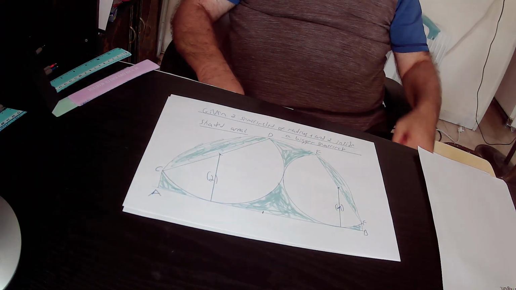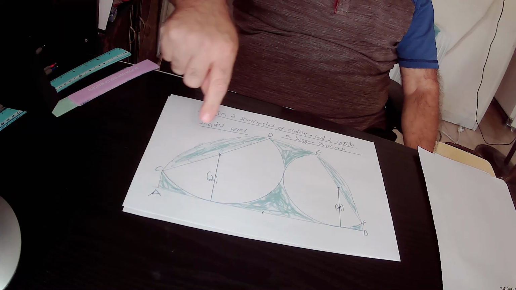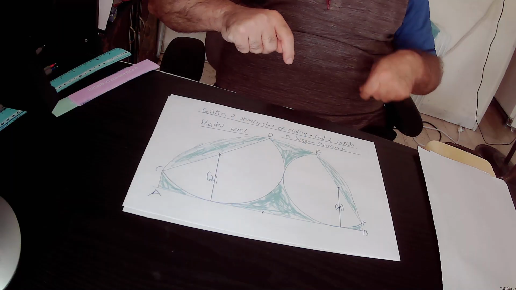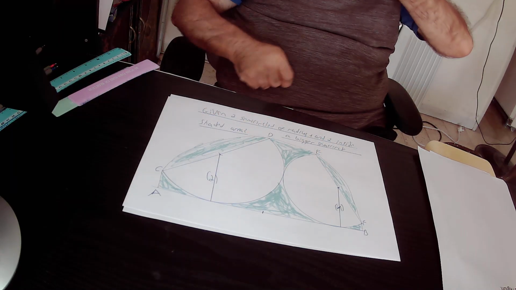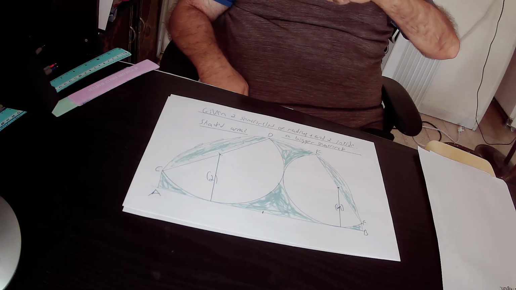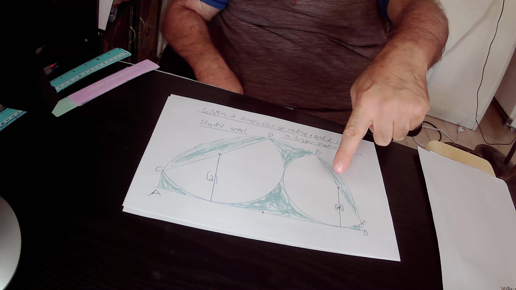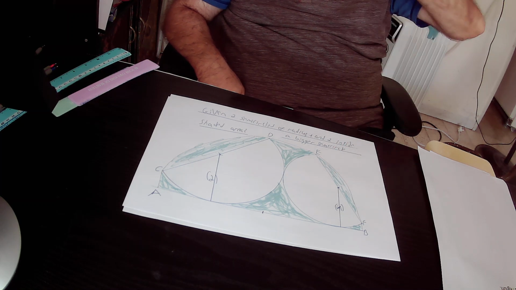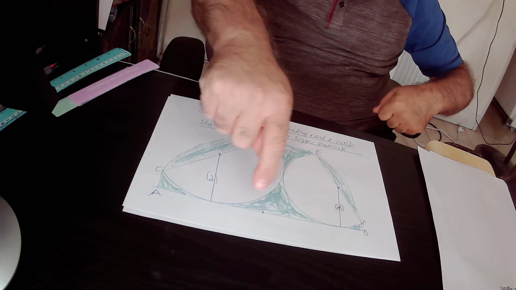In the drawing we have three semicircles. This is the biggest semicircle. It contains those two smaller semicircles. You know that the radius of this semicircle is equal to 2 units, the radius of this semicircle is equal to 1 unit. Again, our task is to find out the size of this shaded area.